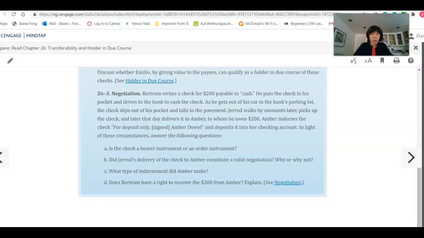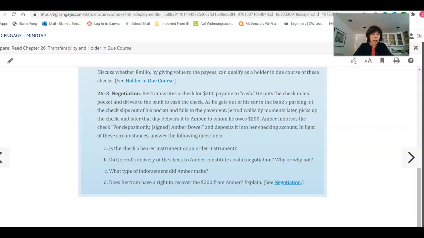Look at question C. What type of endorsement did Amber make when she wrote on it for deposit only and signed her name? We've learned when it has that kind of instruction on it, a restriction on it, we call it restrictive endorsement. So Amber has made a restrictive endorsement.